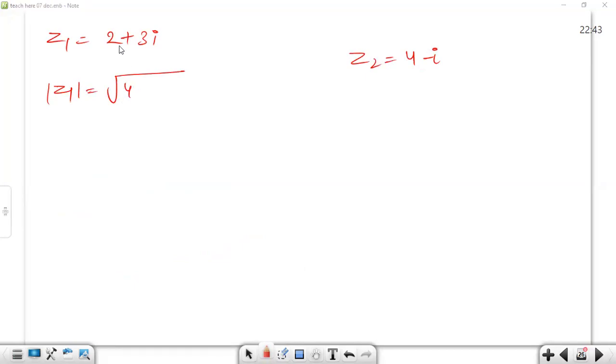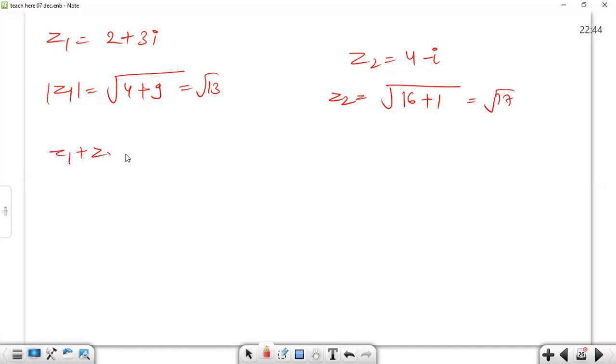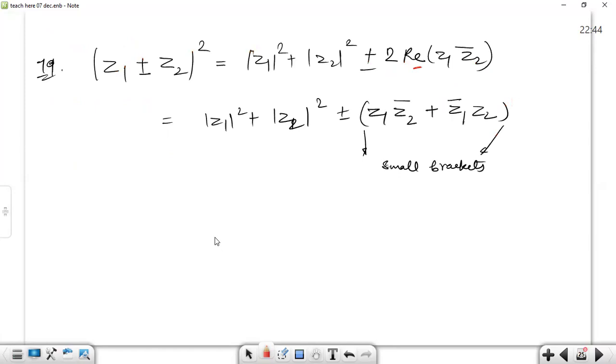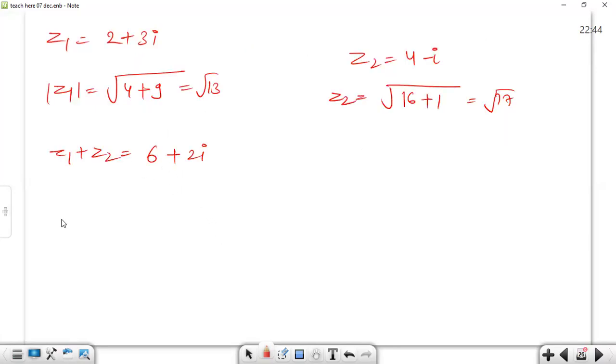Okay, sorry. The modulus of z1 is the square root of 4 plus 9, which is square root of 13. The modulus of z2 is the square root of 16 plus 1, that's square root of 17. Now z1 plus z2 becomes 2 plus 4, 6, and 3 minus 1 becomes 6 plus 2 iota. I guess we were making a mistake here.